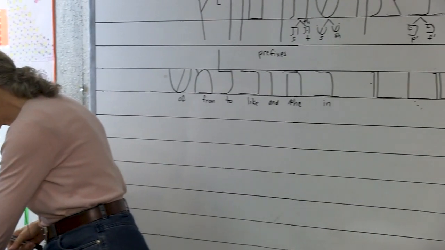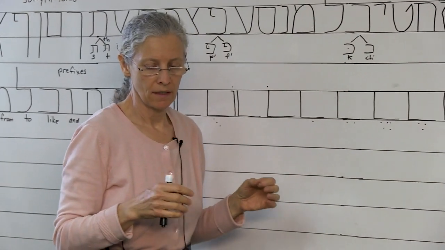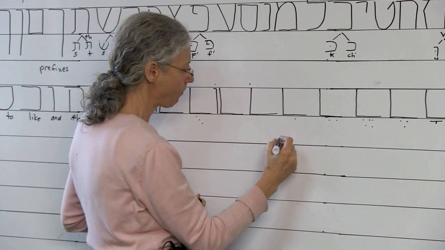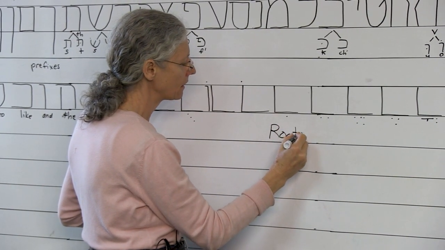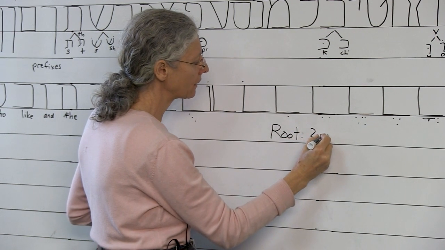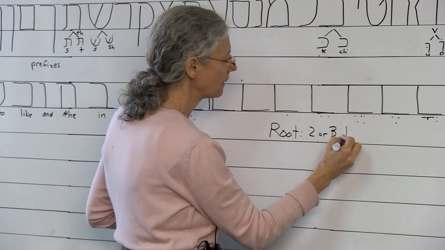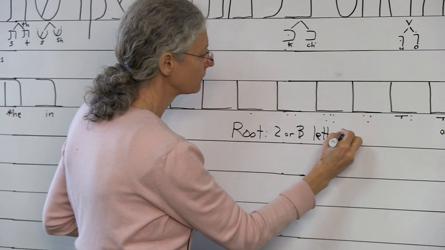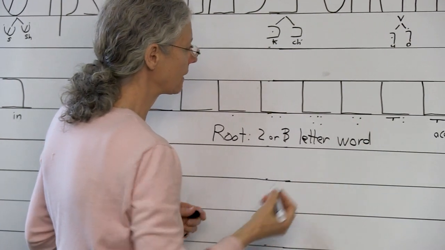And remember, the root is a 2 or 3 letter form. We're going to go over roots again today. Okay? A root is a 2 or 3 letter word, to which we're going to add prefixes and suffixes.